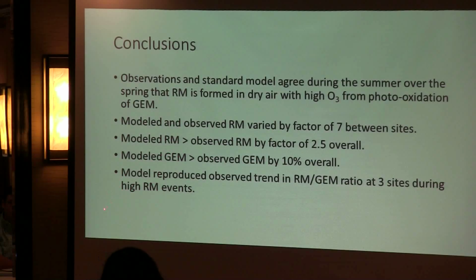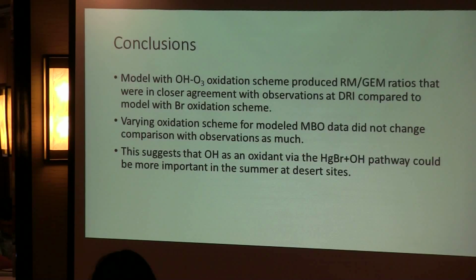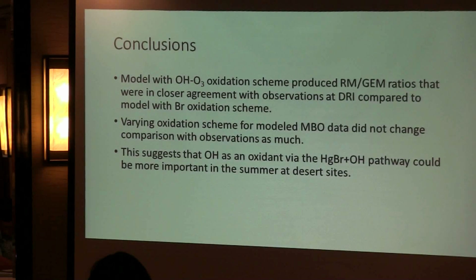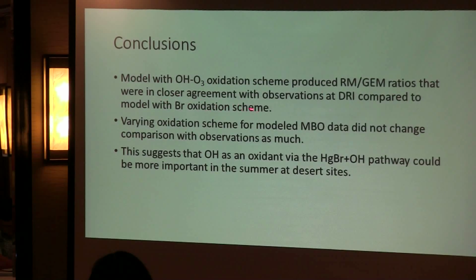but during an event, the RM to GEM ratio trend was reproduced in both the observations and the model. We see that when we go to the OH-O3 oxidation scheme, we see a closer agreement with the observations at DRI compared with the bromine oxidation scheme. Varying the oxidation scheme at MBO did not change the comparisons quite as much. This suggests that OH as an oxidant, via the mercury bromide plus OH pathway, which has been proposed by Dibble, could be more important in the summer at the desert sites as opposed to the mountaintop sites.